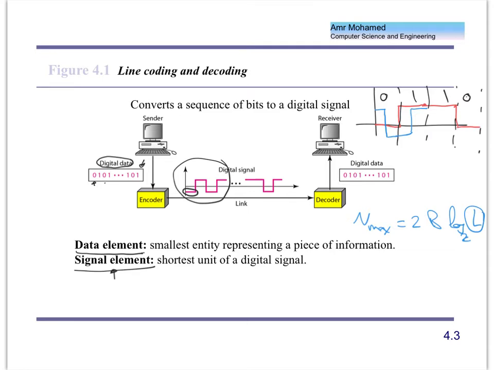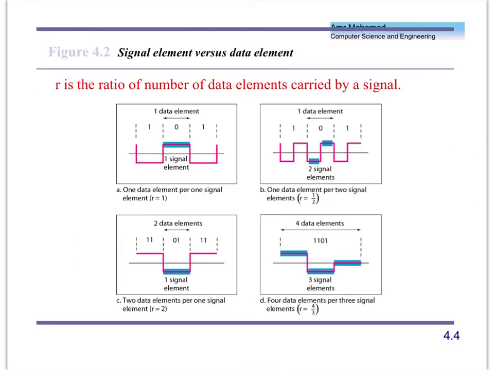Right? So if we need to represent 2 bits using one signal element, then we need to have 4 different signal elements, 4 different voltage levels. If we need to have 3 bits represented by one signal element, then we need to have 8 different signal elements to represent 3-bit patterns, and so on. Right? So this is the general case. This is the relationship between the data element and the signal element.